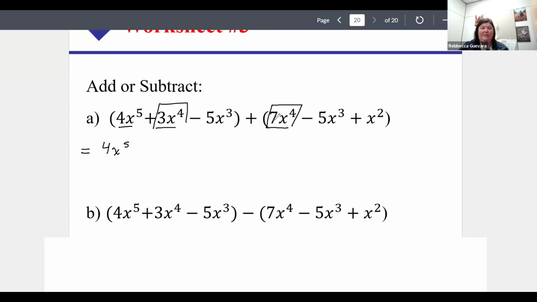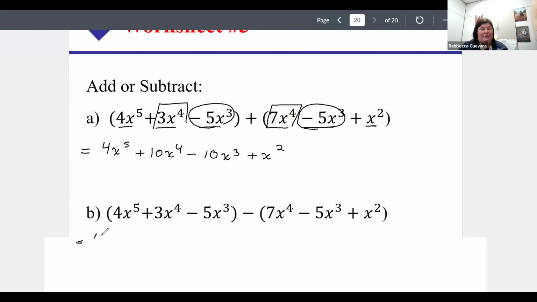So 3x to the fourth plus 7x to the fourth is 10x to the fourth. Then we have a negative 5x cubed, but we also have another negative 5x cubed. So those are like terms. If we add those together, we get negative 10x cubed. Then we have this x squared, which once again is like the 4x to the fifth. There's no like term for it, so we just record it. And I know it's tempting to cancel these out, but remember, this is an x to the fourth and an x cubed. They are not like terms. You have to keep them there. You cannot combine them.